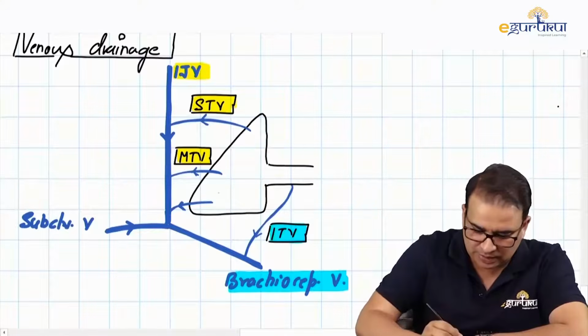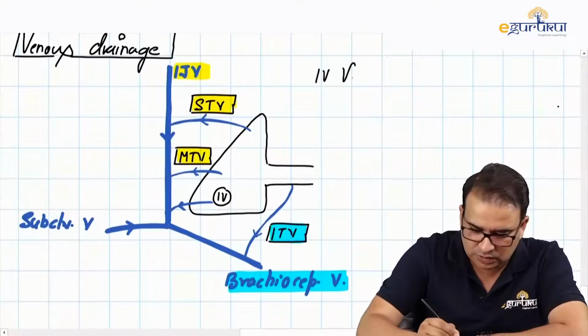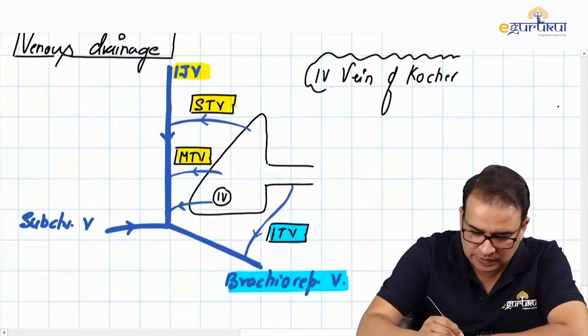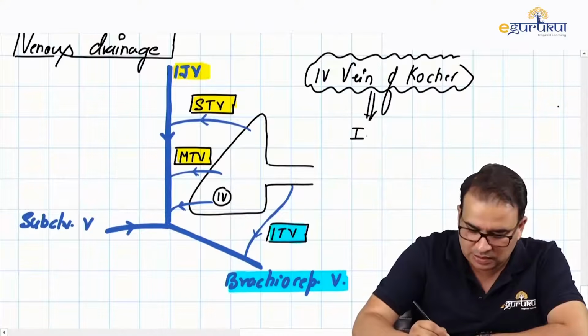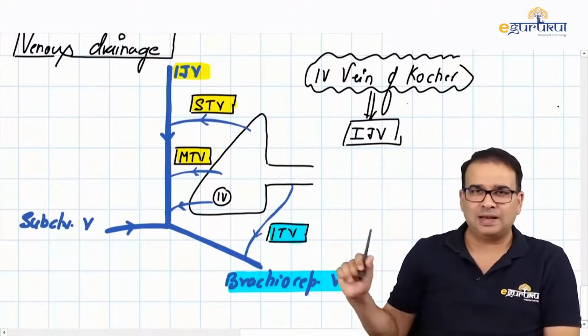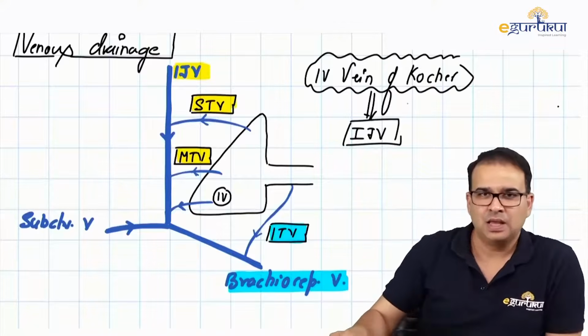So that is the one I'm writing 4 here, guys. This is called the fourth vein of Kocher. If at all it is present, which is not always there, it is going to drain into the internal jugular vein. So all the veins coming from the thyroid gland drain into internal jugular vein, including the fourth vein, except the inferior thyroid vein, which drains directly into brachiocephalic.